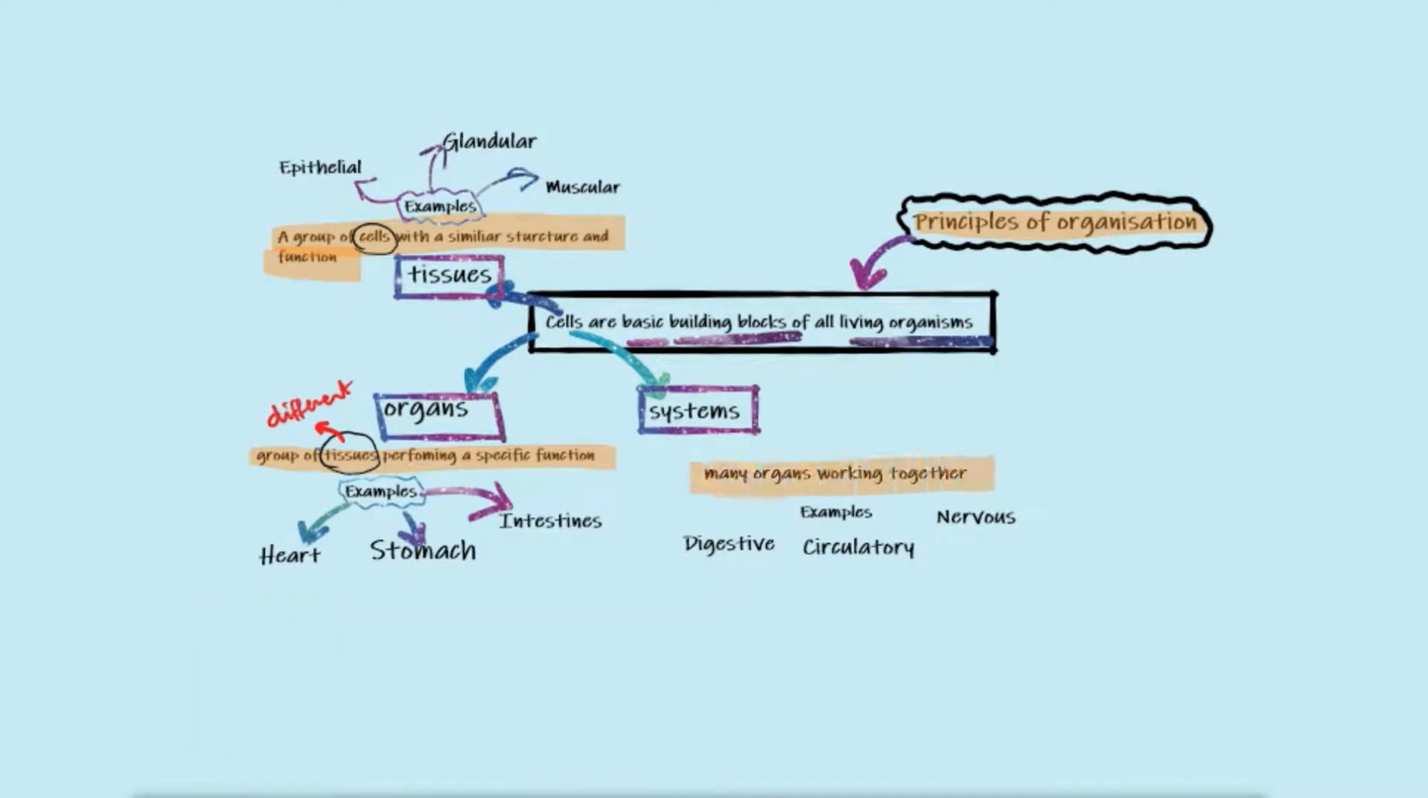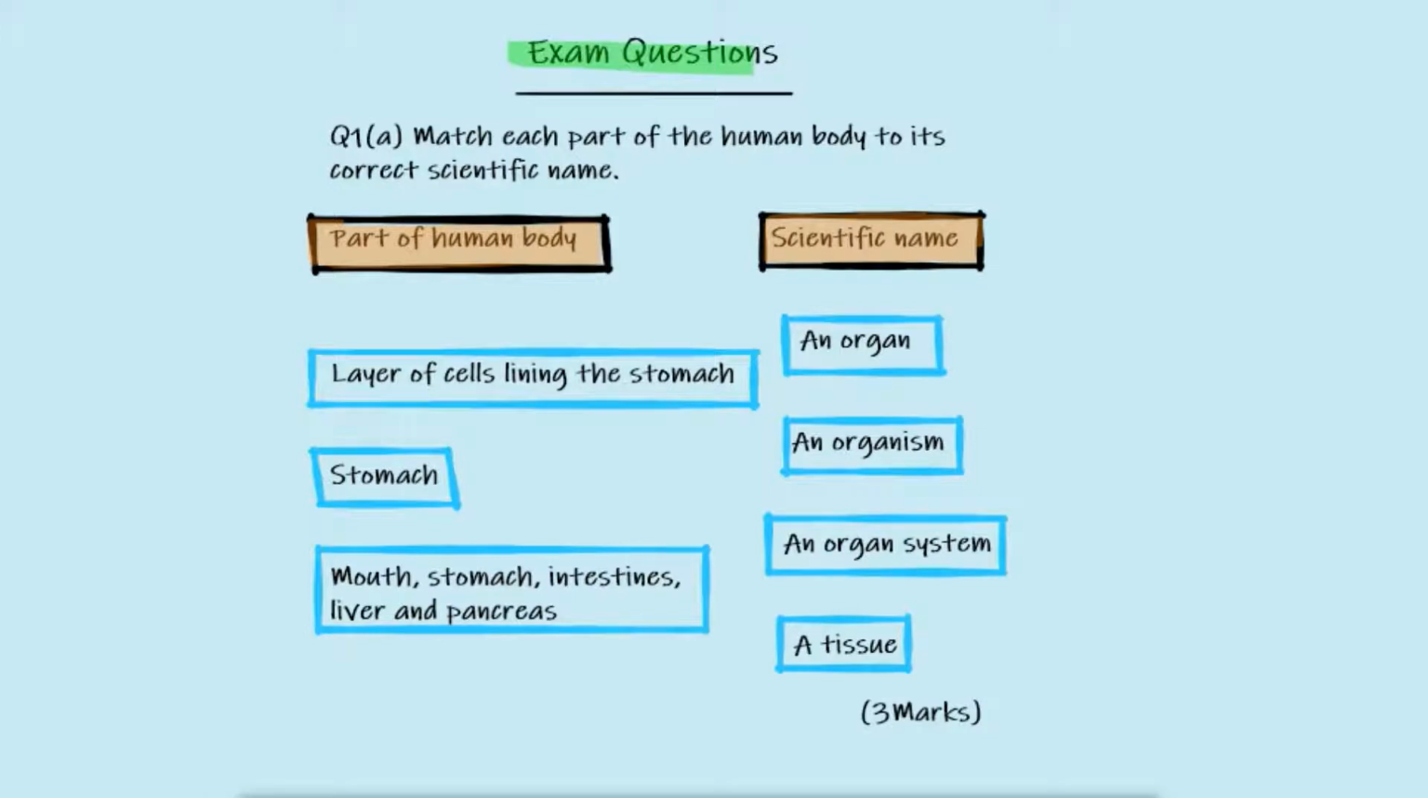Systems are many organs working together, and some examples of organ systems are the digestive system, the circulatory system and the nervous system. Tip is to remember for tissues it's cells together, for organs it's tissues together, and for systems it's organs together. This brings us to the last section, as always, exam questions.